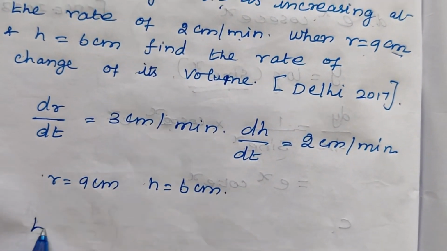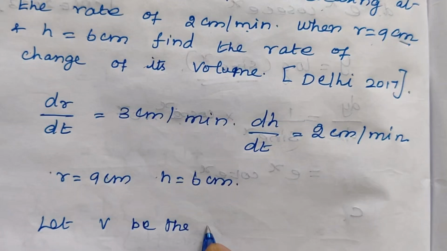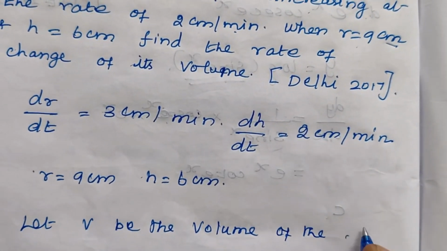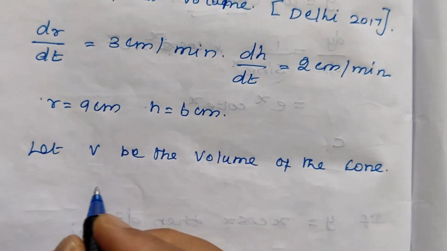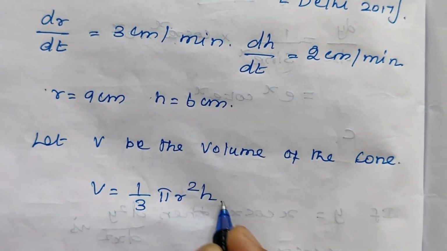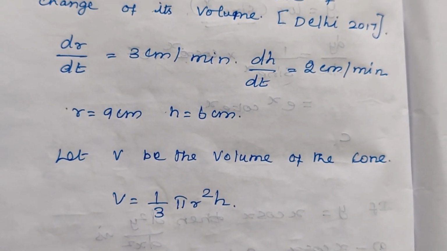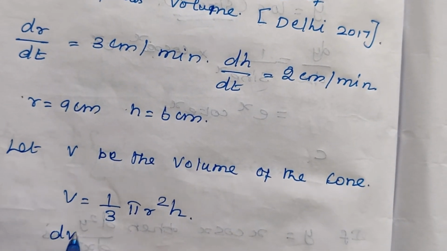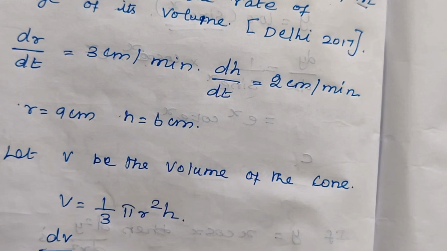So first let V be the volume of the cone. So what is the volume of the cone? Volume of the cone is V equal to 1 by 3 pi r square h. Here it is asked to find the rate of change of its volume. So what you have to find? dV by dt. Rate of change of its volume.